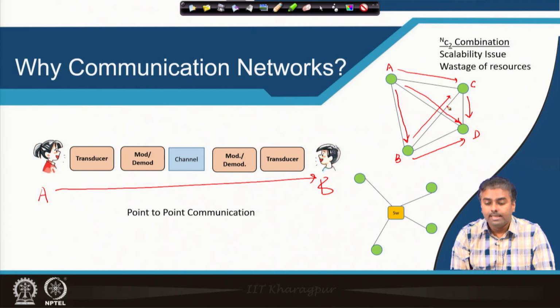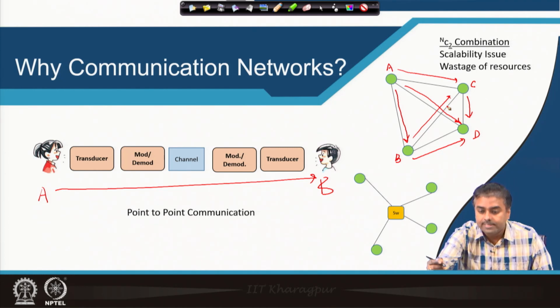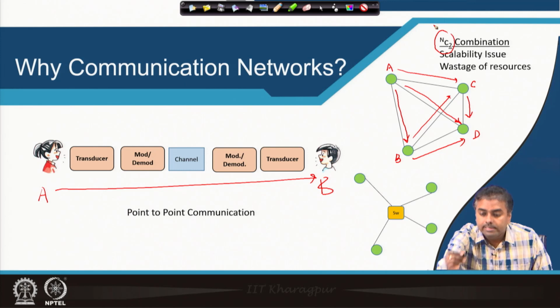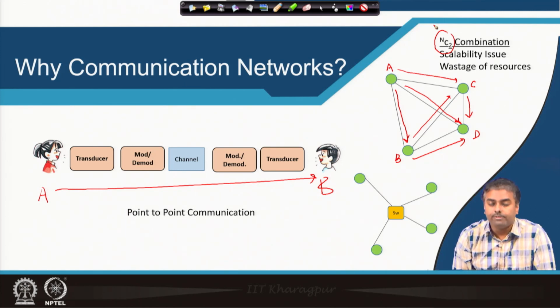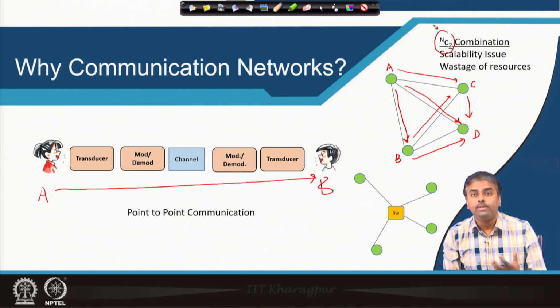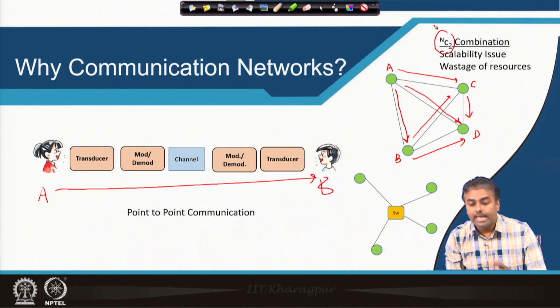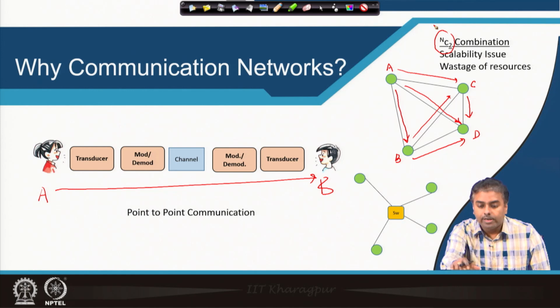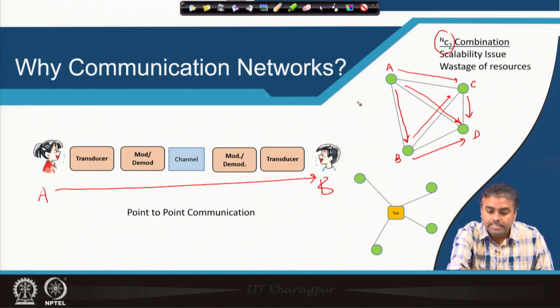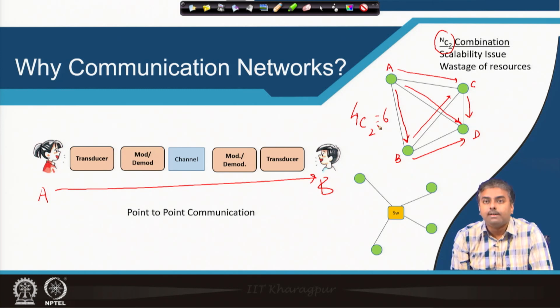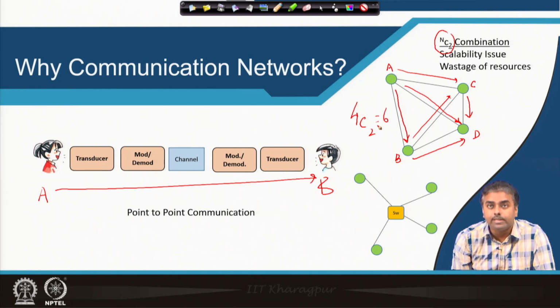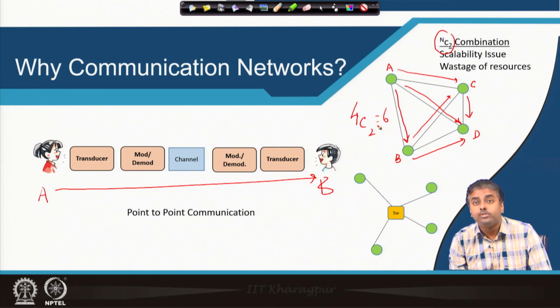Immediately we can see, and I want to emphasize this point, that an NC2 combination will come into the picture, if N is the number of nodes. So that many communication channels, point to point links, have to be given. For our case N is 4, so 4C2 immediately gives us 6 links. As you can see, I have constructed 6 links over here, and those 6 links have to be given exclusively.